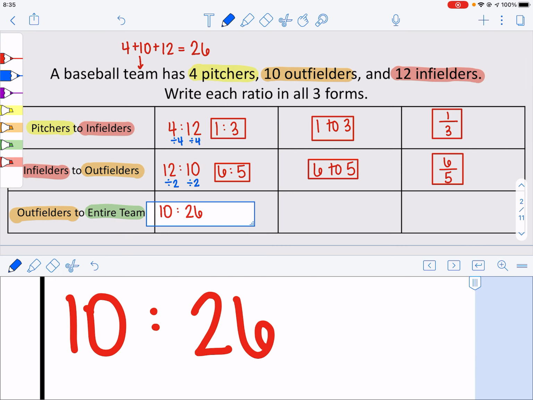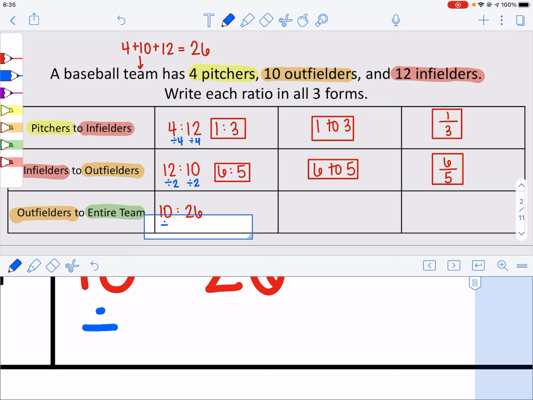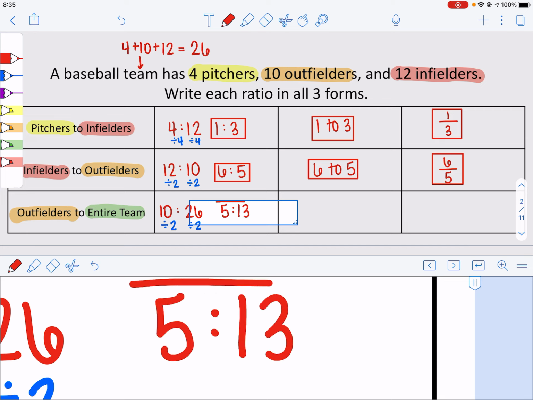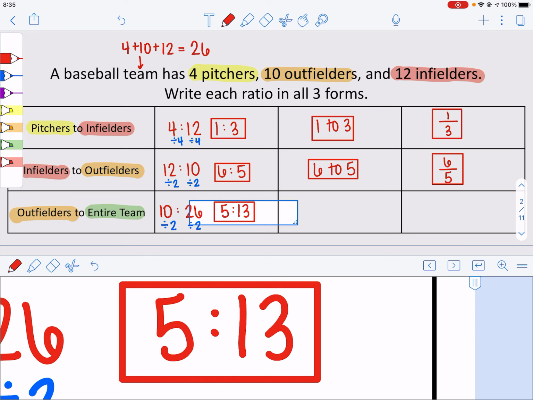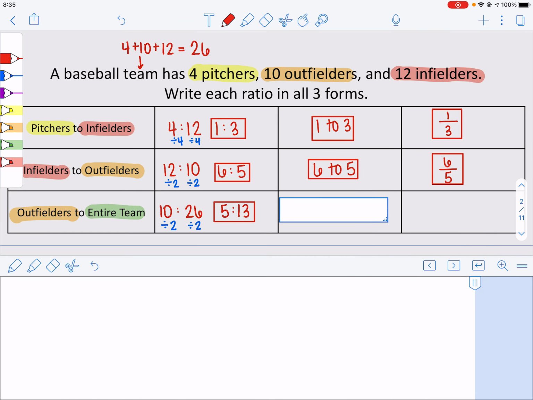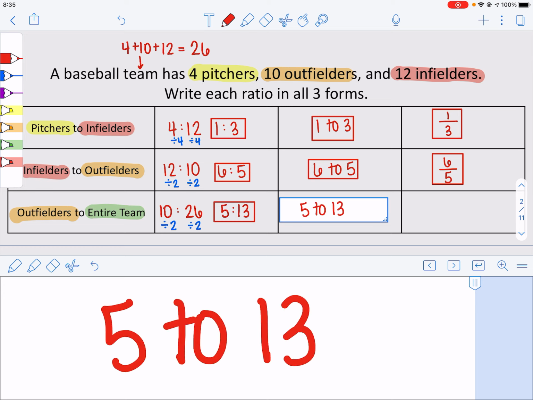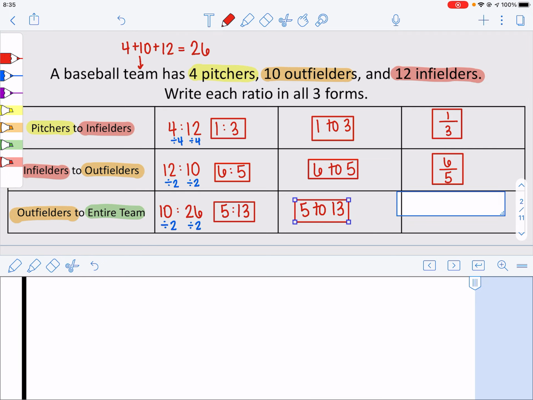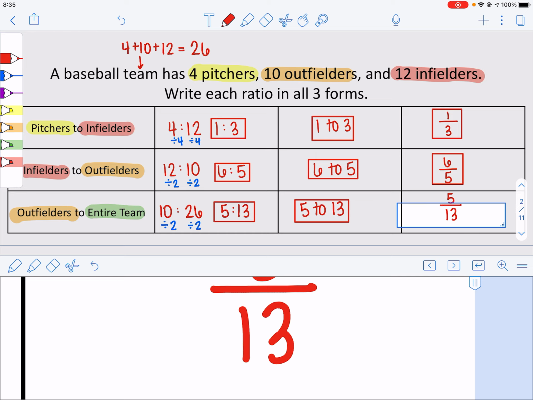All right, so if we simplify this, we are taking 10, dividing it by 2, we're taking 26, we're dividing it by 2. Half of 10 is 5. Half of 26 is 13. So I have 5 colon 13. For my second way of writing it, I say 5 to 13. And then my last way of writing it is just as a fraction. I just say 5 over 13.